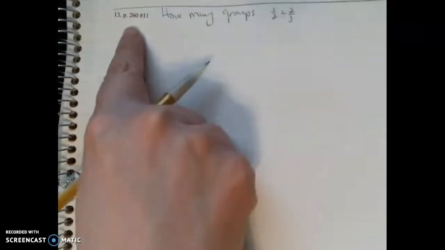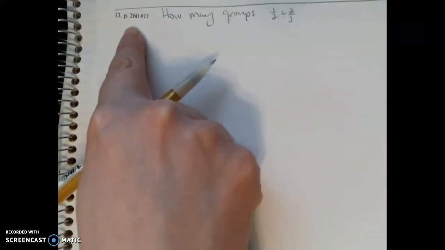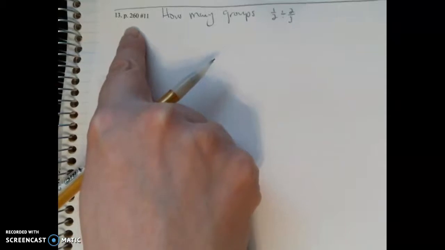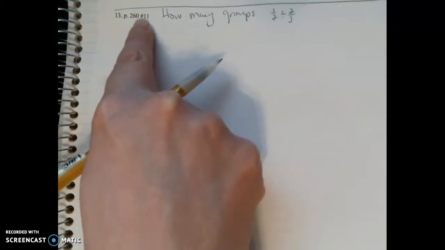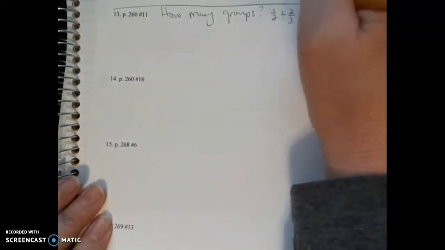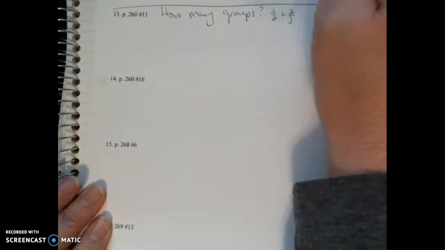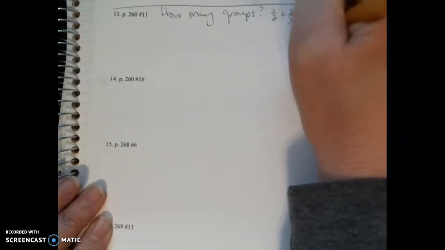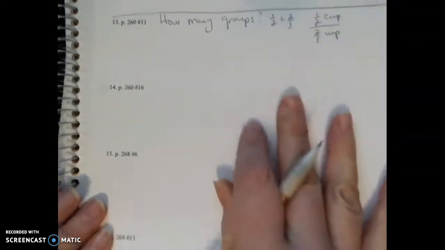Okay, so our number 13, oh boy, did I pick the wrong problem? Maybe, oh no, yeah, number 11, sorry. They want us to do this problem in a how many groups way. So remember, if it's how many groups, your units match. So I'm going to do, say, half a cup divided by 2/3 of a cup, okay?